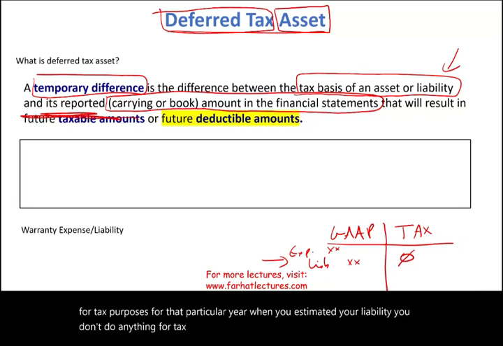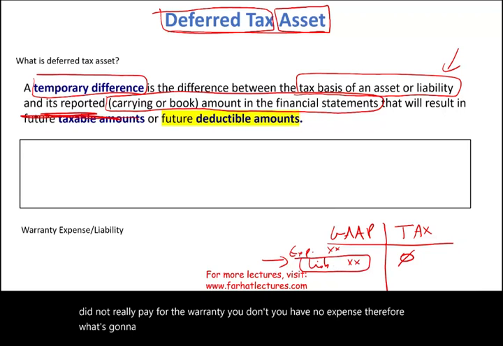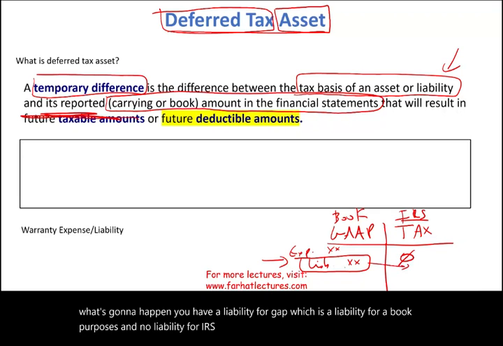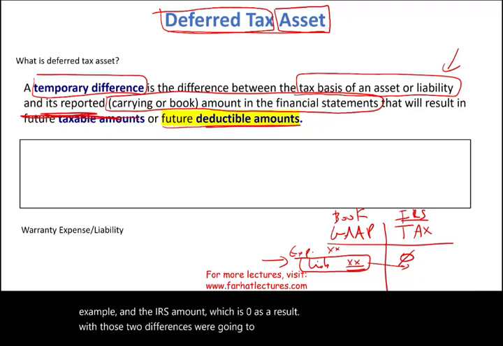Why? Because if you did not really incur the item, if you did not really pay for the warranty, you have no expense. Therefore, you have a liability for GAAP, which is a liability for book purposes, and no liability for IRS purposes. There's a difference between those two. This amount, whatever that amount is, which we'll work an example, and the IRS amount, which is zero. As a result of those two differences, we're going to create a future deductible amount.